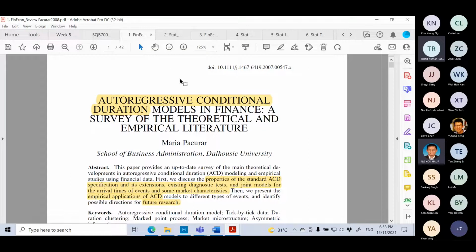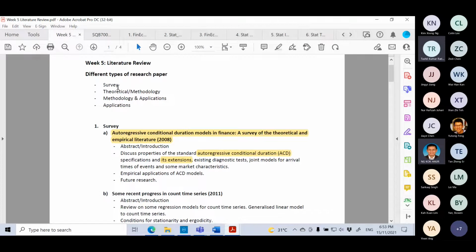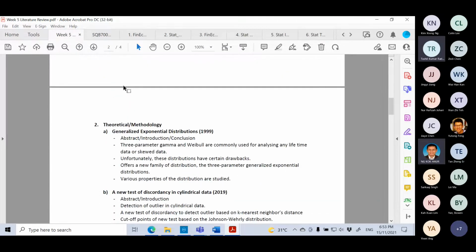Okay, so I believe that every student is working on a different research area. So if you can find a survey paper in your research area, you can use it as a guideline, or it can save your time on the review. Okay, so this is what I'm talking about, the survey paper here. After that, the second one.